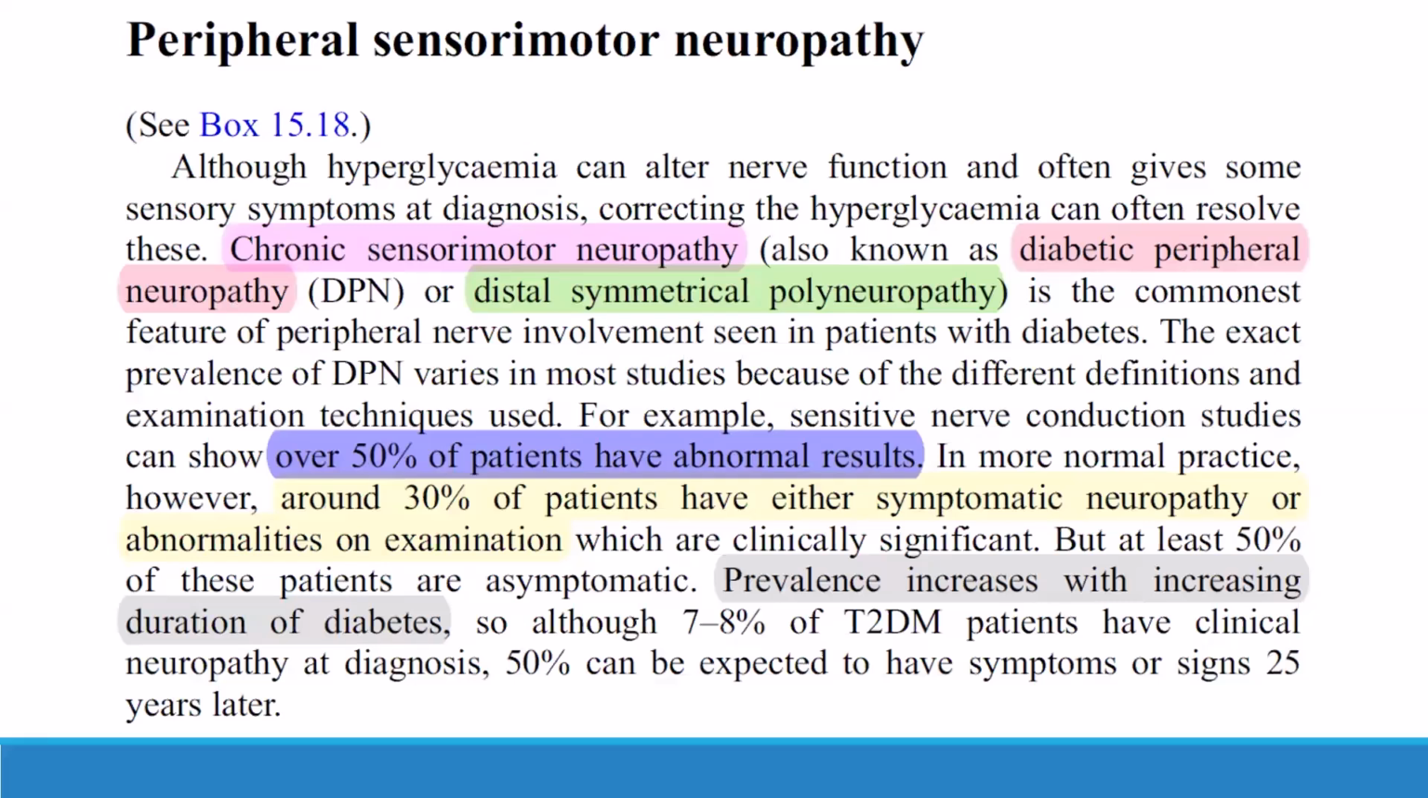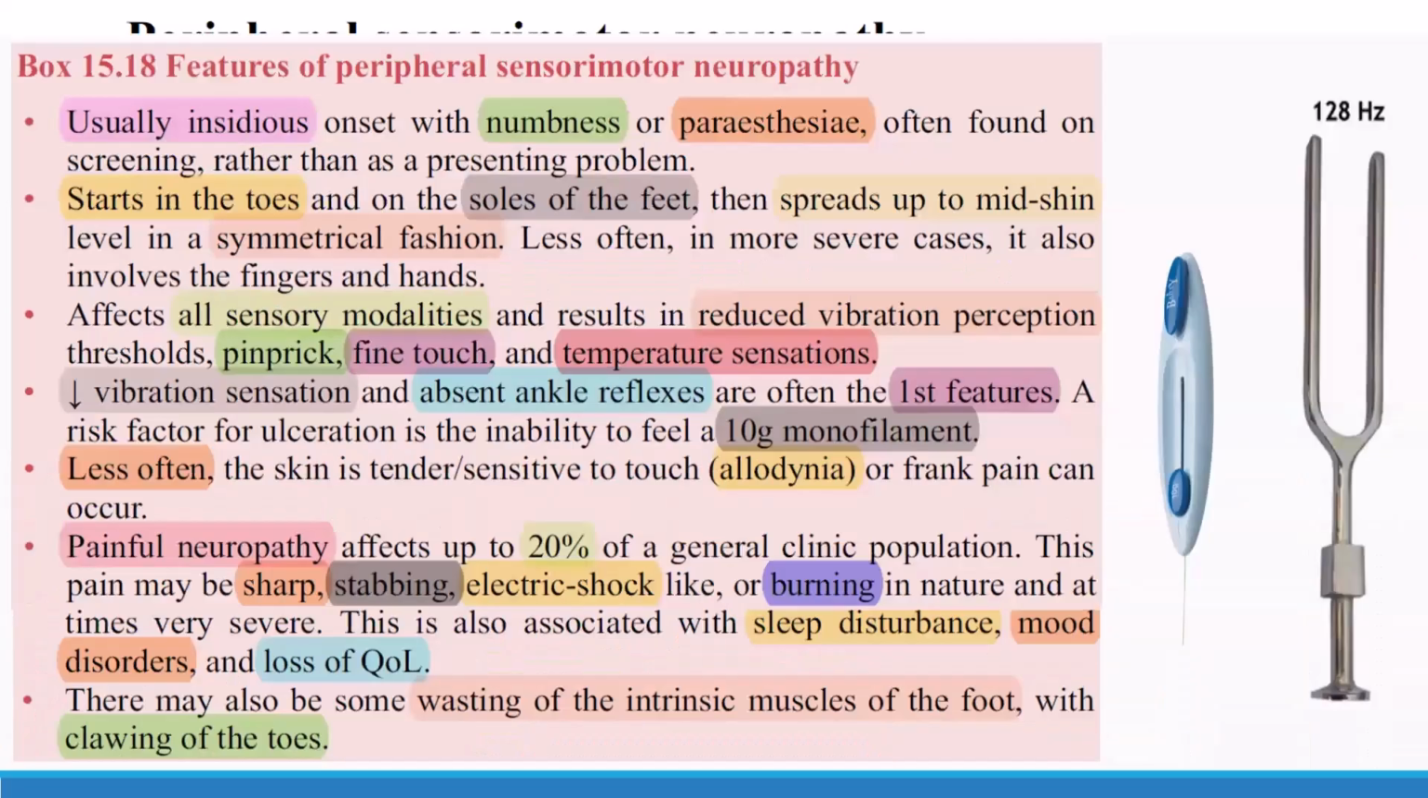Peripheral sensorimotor neuropathy is the most common. This is a chronic sensorimotor neuropathy known as diabetic peripheral neuropathy or distal symmetrical polyneuropathy, which affects more than 50% of patients. Around 30% of patients have either symptomatic neuropathy or abnormalities on examination. And of course, the duration of diabetes is the most important factor in the development of this neuropathy.